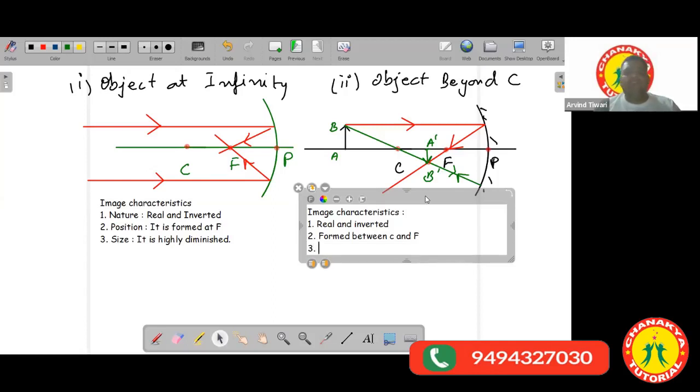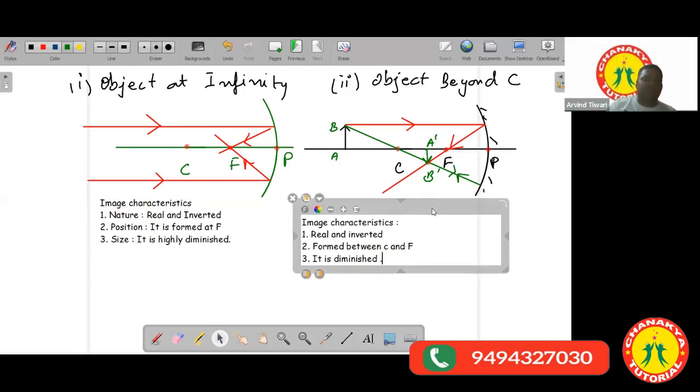The third one is about size. What about its size? It is a bit diminished. We will just write diminished. So these are the image characteristics when the object is located beyond C. I still have 5-10 minutes, after which I'll be checking all your ray diagrams. Just make sure that all your ray diagrams are ready.